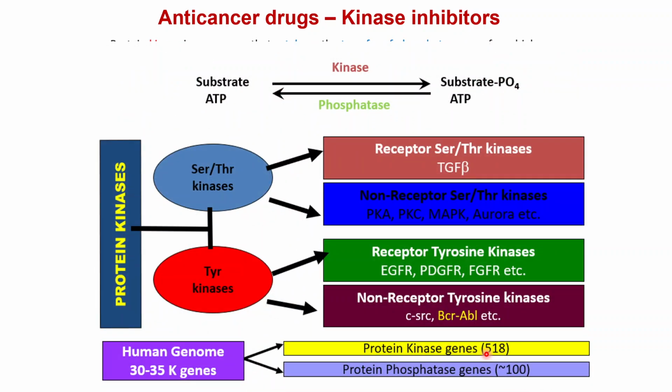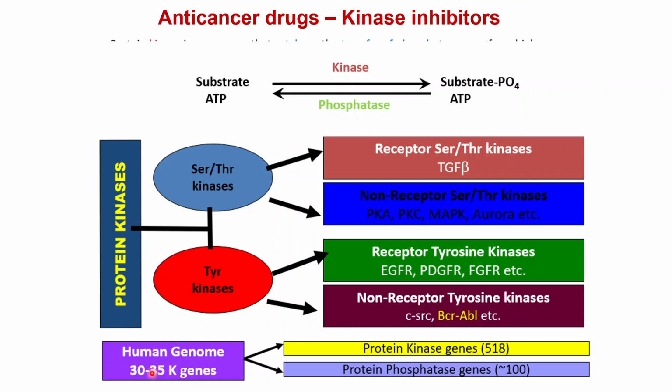As I have discussed, protein kinases are of two types. One is serine threonine kinase and another is tyrosine kinase. The serine threonine kinases can be receptor serine threonine kinases, for example TGF beta. We have non-receptor serine threonine kinases like PKA, PKC, MAP kinase, Aurora kinase, etc. These are examples of this particular family. Receptor tyrosine kinases include EGFR, PDGFR, FGFR, and non-receptor ones like c-Src and BCR-ABL. BCR-ABL is a very important kinase family.